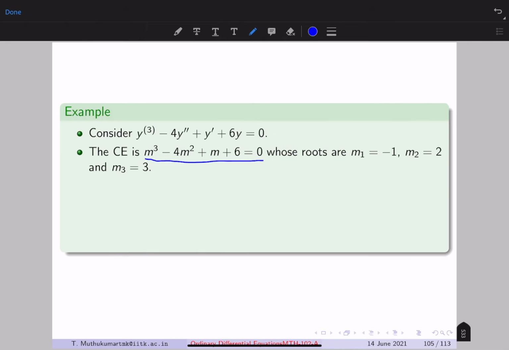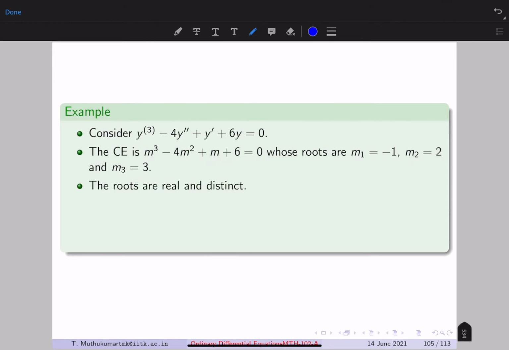If you have a cubic equation, you have to use the known tricks of solving a quadratic equation, cubic equation, and so on. If you solve this cubic equation, which is now an algebraic equation, you should get three roots. So you have the roots as -1, 2, and 3, and they are all distinct roots, right? So m1, m2, m3 are all distinct. So you have three distinct roots.